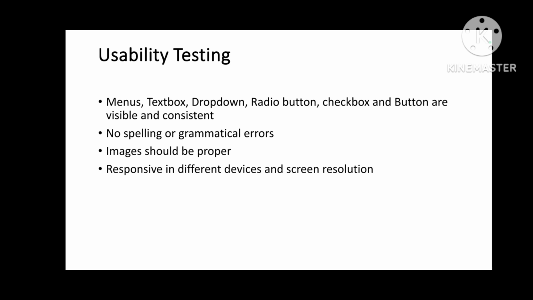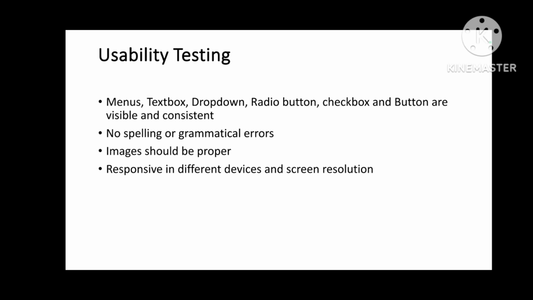Next one is usability testing. Usability means how easy the application is to use, and whether the application is easy to understand or not. So in a web application, menus, text boxes, drop downs, radio buttons, checkboxes, and buttons should be visible and consistent all over the web application. And no spelling mistakes or grammatical errors should be present in the application. These also need to be checked.